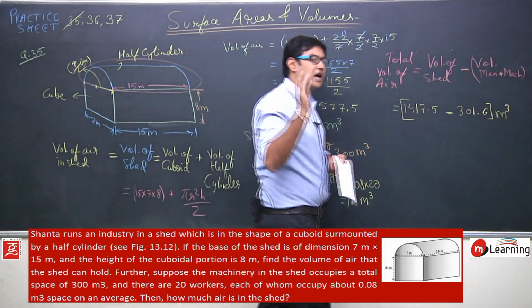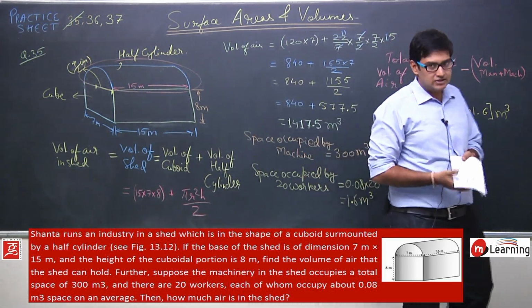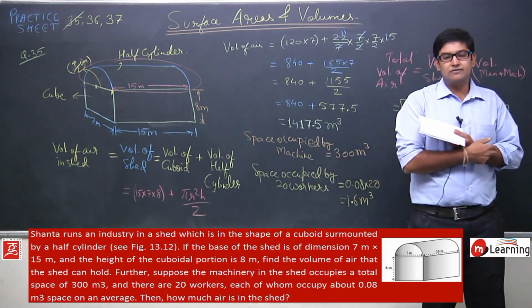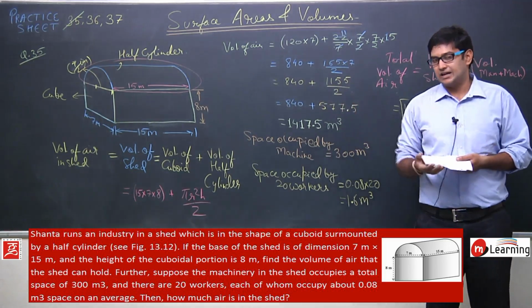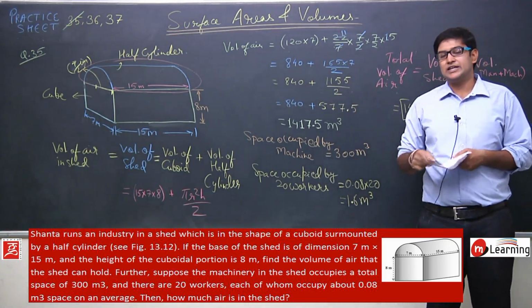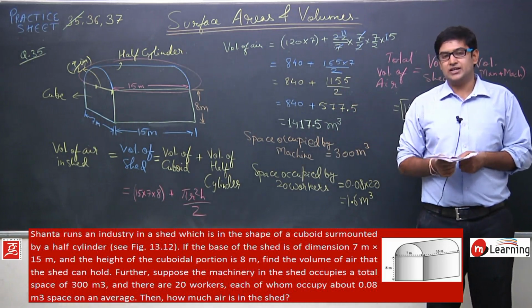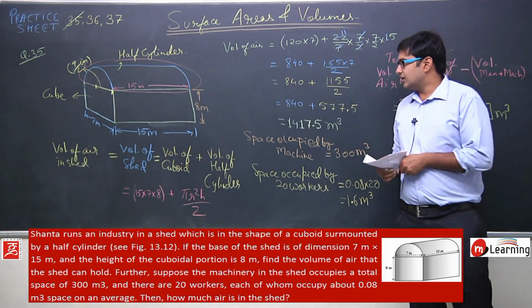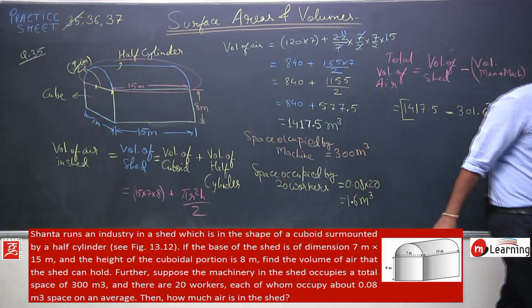Half cylinder means half the volume and half the side surface area, not the complete surface area. That is the concept of discussion that we will discuss in some class. So first note this, then we will continue.